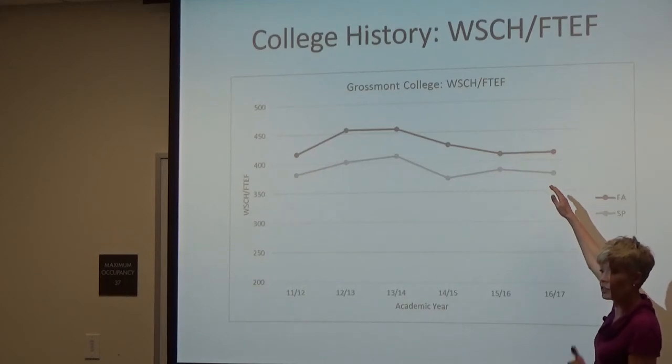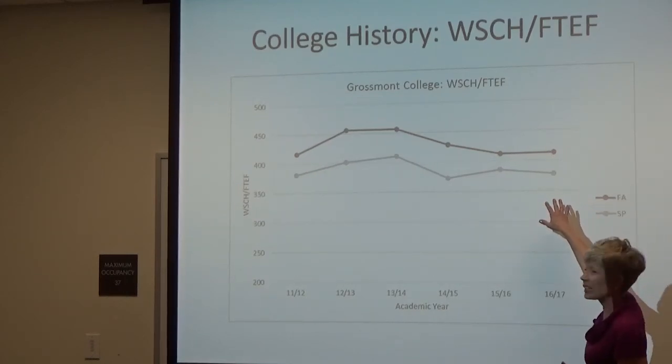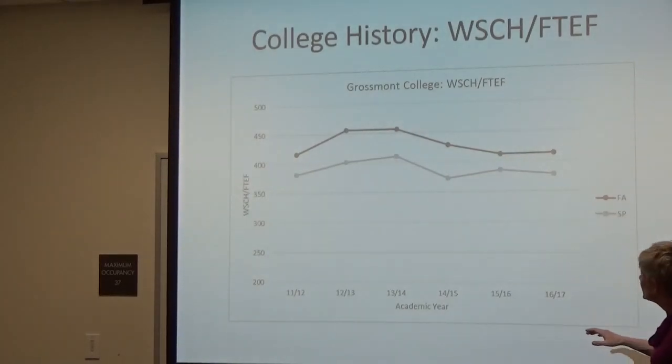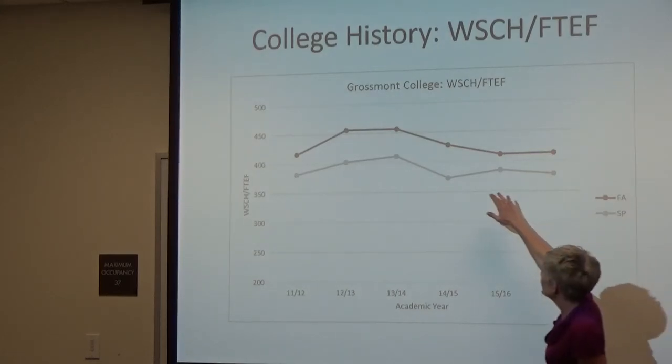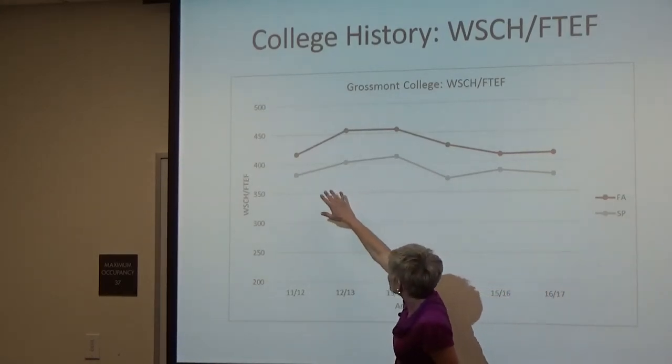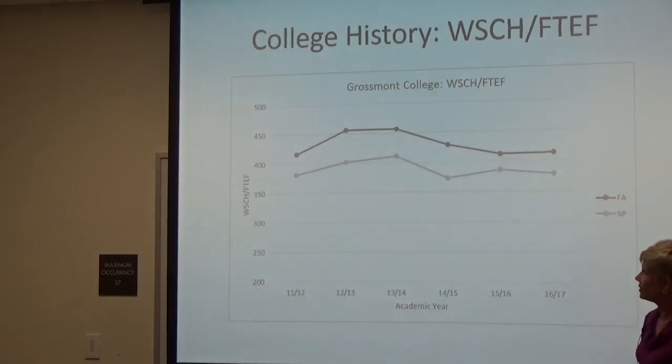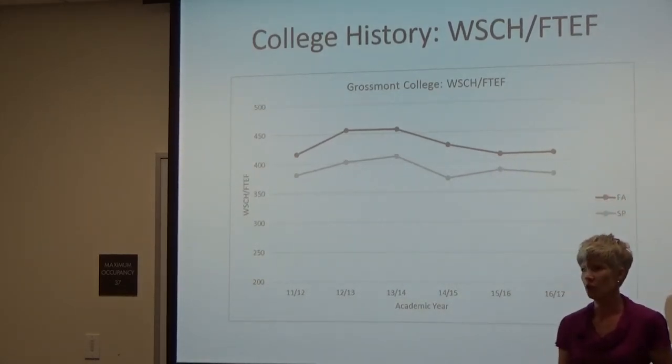And if we look at these numbers, since 11-12, our fall WISH per FTEF is a little higher because our classes are more full. We do have a slightly smaller schedule in spring as well. But as you can see, our WISH per FTEF has been fairly flat, hovering around 400. This line is 400. So we've been below 525 WISH per FTEF as a college for a long time.